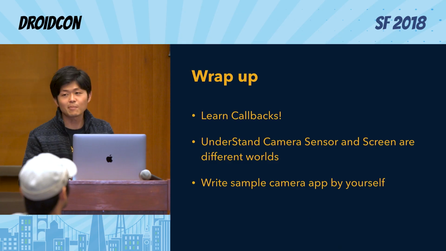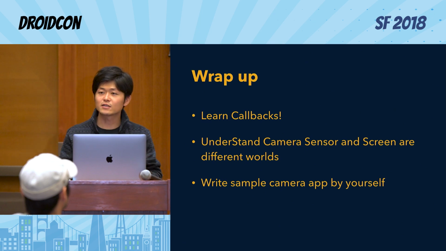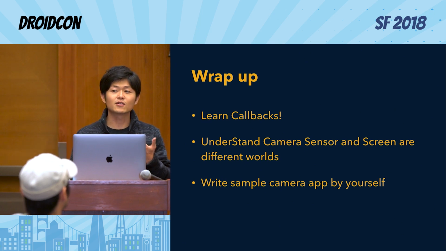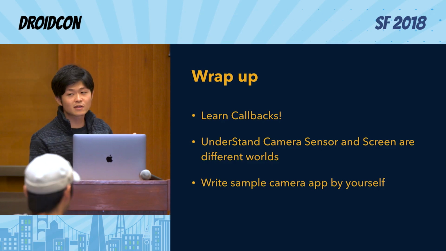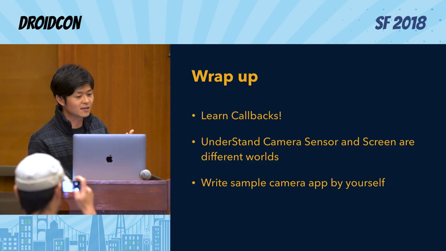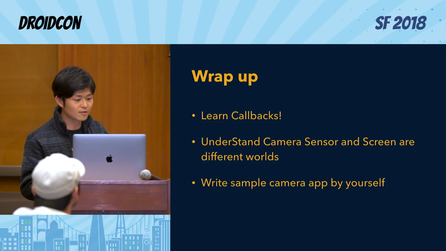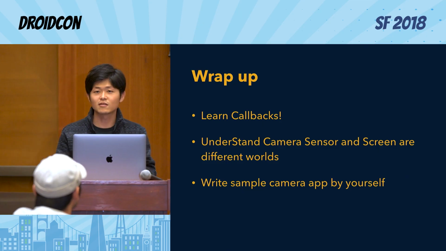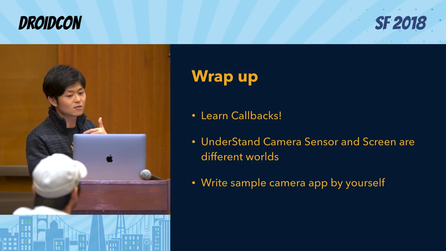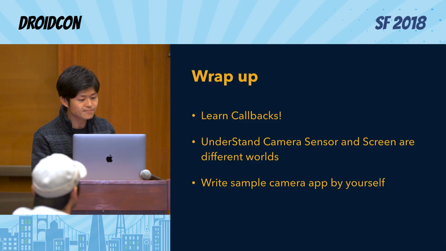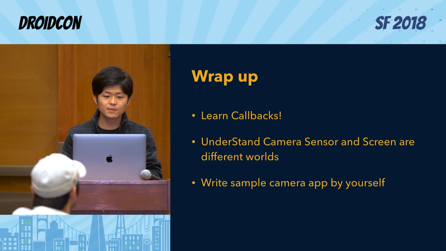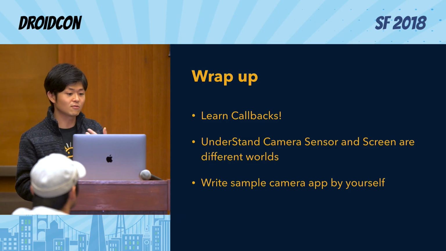Okay, so the wrap up for this presentation. Learning callbacks is the closest way to understand the Camera2 APIs. I think you have seen 7 callbacks in this presentation. But understanding how it works helps you learn how the flow works. Second is to understand the camera sensor is really different from the display screen. So you need to understand the difference between them, and sometimes you have to consider the calculation to adjust the size and whatnot. And the third is to write a sample app by yourself from the ground up. That will help you actually understand how it works.